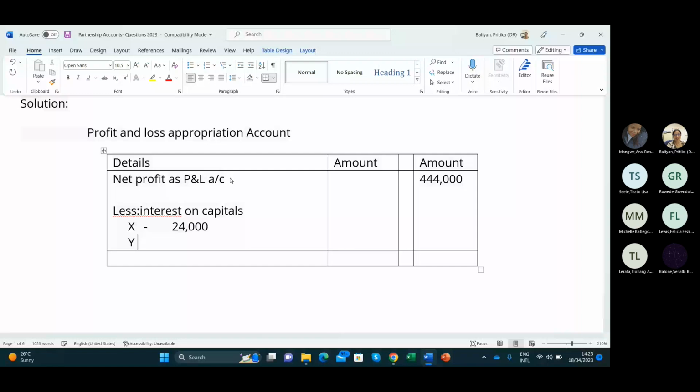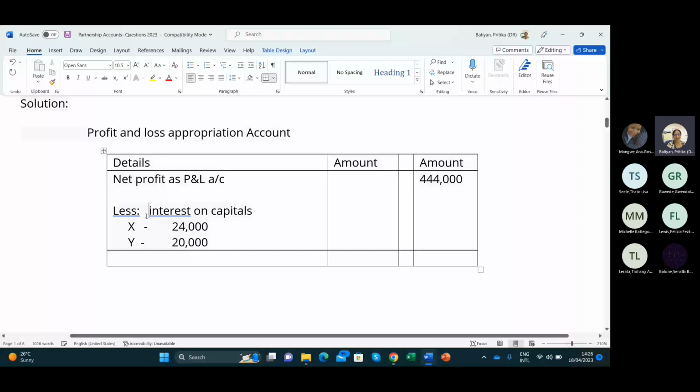20,000. So for Y it is 400,000, 20,000, right? So the interest on capital for Y is 20,000 and for X is 24,000. So the total interest on capital is 44,000. That amount you will write in the first column. Okay. Then what other provisions are given there?